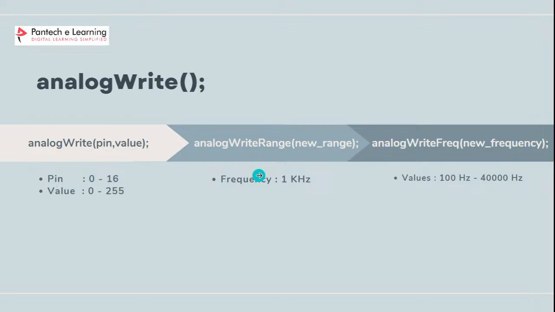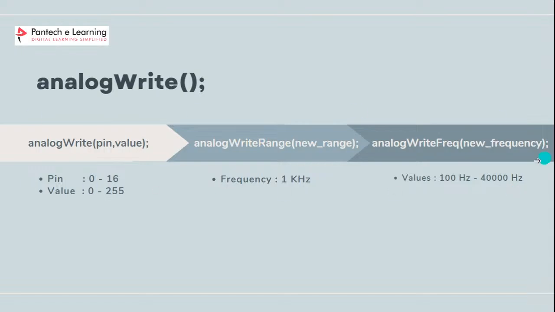You can also change the pulse width modulation range by calling the function analogWriteRange with the new range. By default, the ESP8266 pulse width modulation frequency is 1 kHz. You can change the pulse width modulation frequency with another function, analogWriteFrequency. Inside the parenthesis, the parameter is the new frequency. Valid values are from 100 Hz to 40,000 Hz.